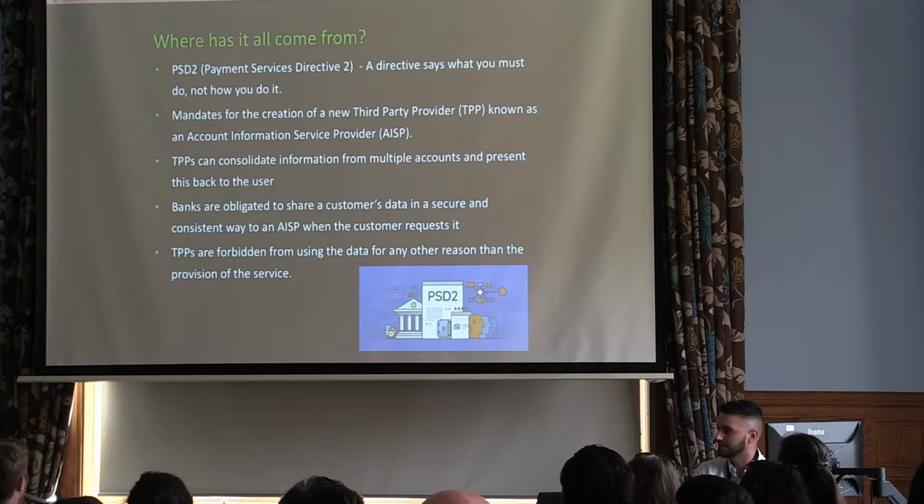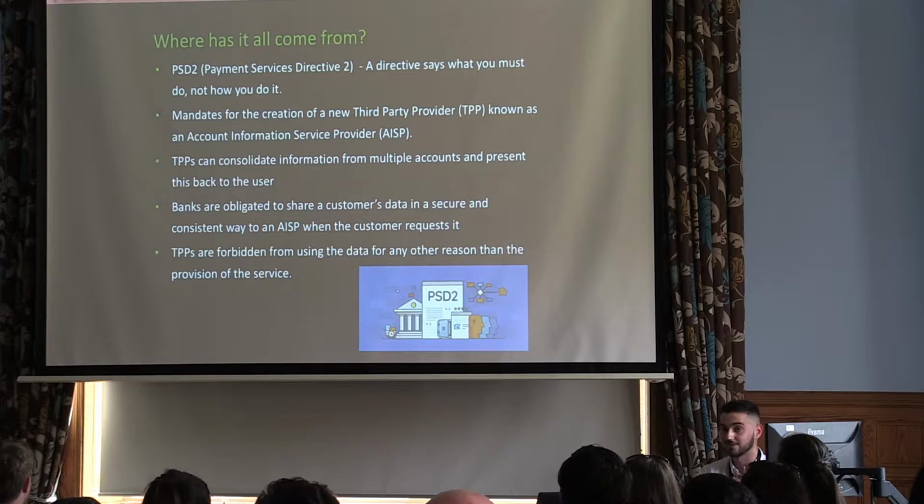So a directive is something which says what you must do, but it doesn't tell you how you do it. So this directive was brought up by the EU. It said, okay, every single EU country, here's what you need to do. You need to start implementing open banking. That's what you have to do. We're not going to tell you how to do it. We're going to leave that up to you. And you can figure out the details and you can figure out what you think is best to work. So every EU country, rather, sorry, has been left up to their own devices, including the UK, to come up with what they think works for open banking.